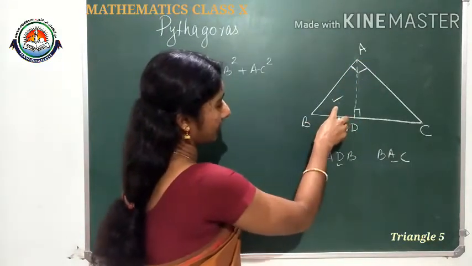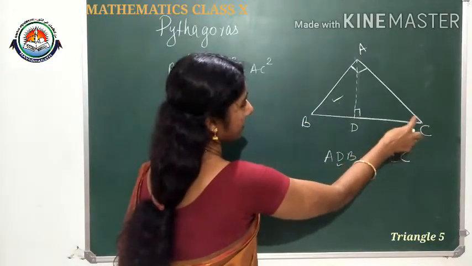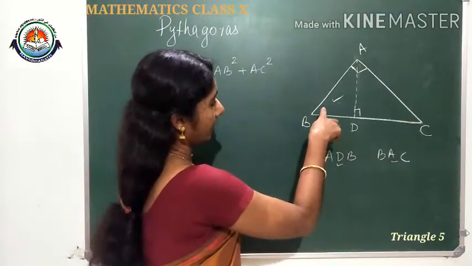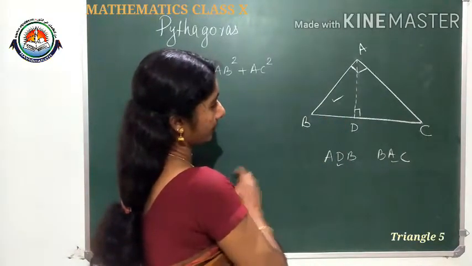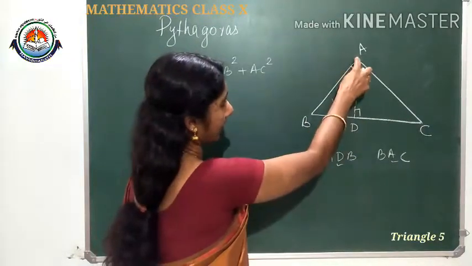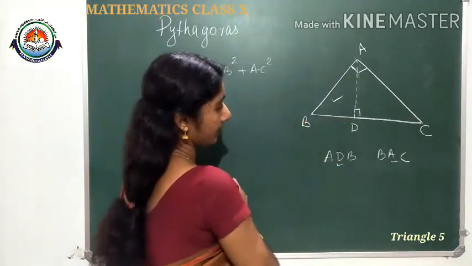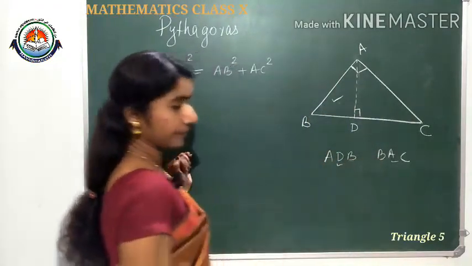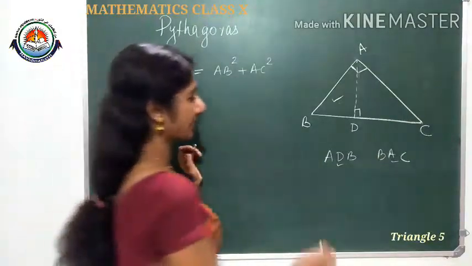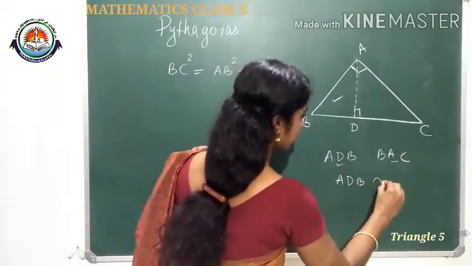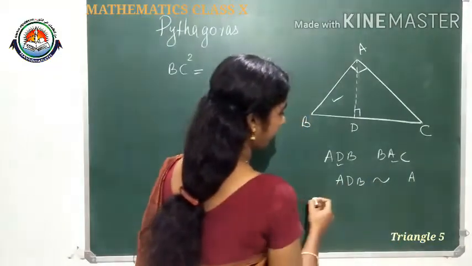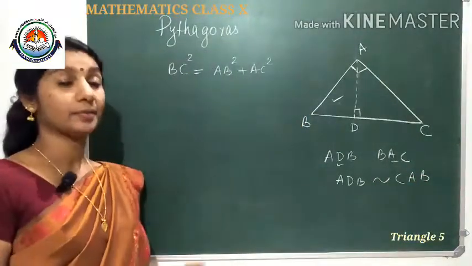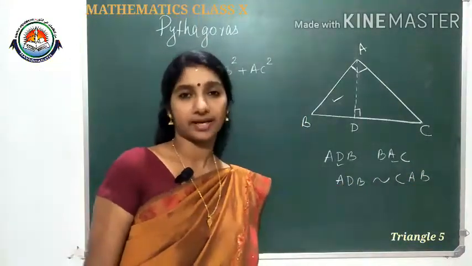ADB, this small triangle, and BAC, this triangle. What about this angle B? Angle B is common to them. ADB means this is angle B, BAC means this is angle B. So angle B equals angle B. That means triangle ADB is similar to, A will be in the middle, B is common, so B here C, triangle CAB actually.